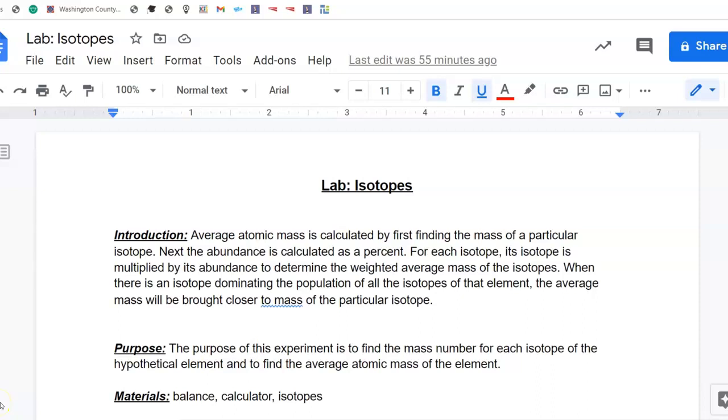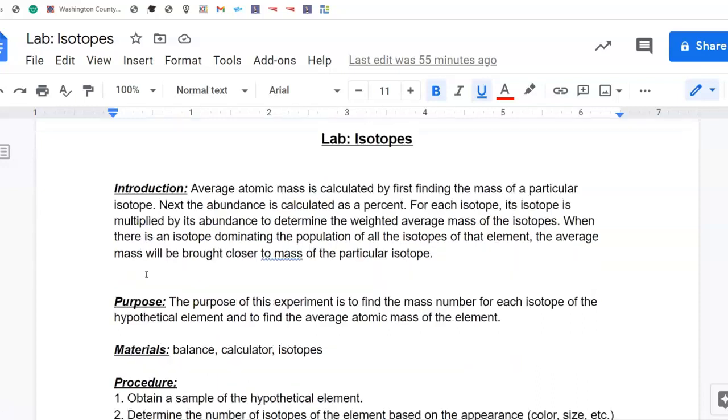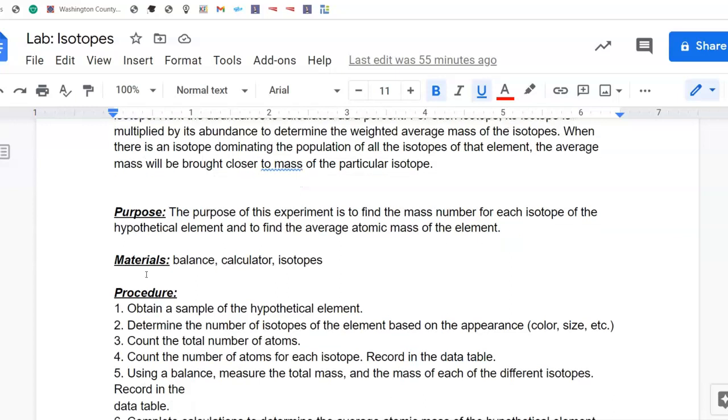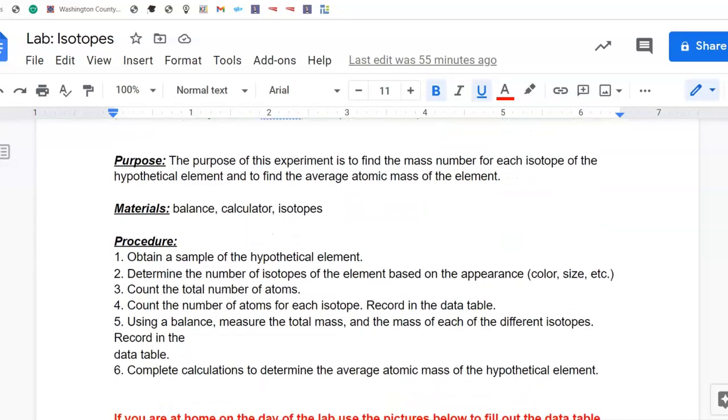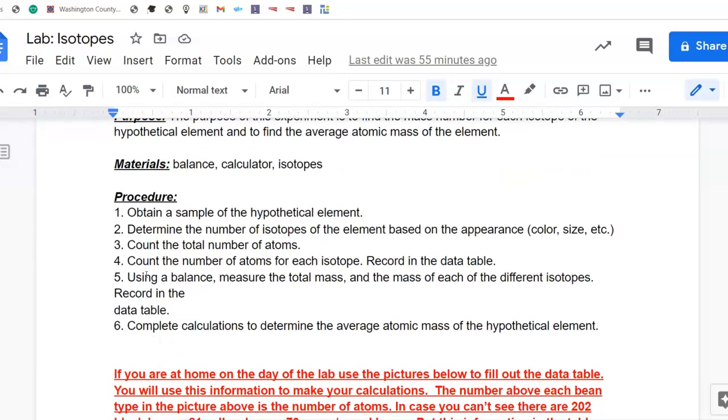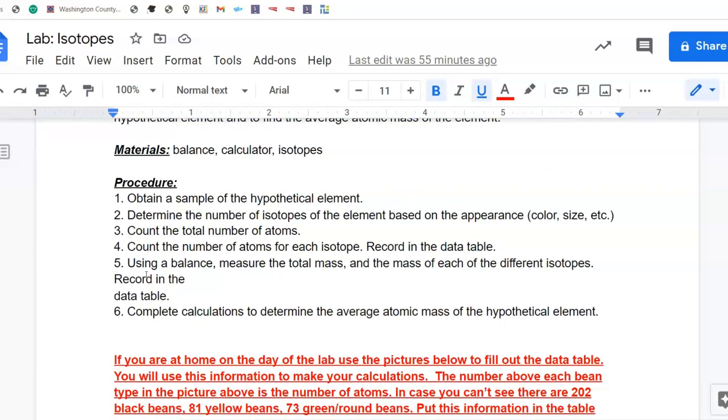Hey everyone, in this video, I quickly want to go over the Isotopes Lab. For this lab, you are going to be obtaining a sample of a hypothetical element. Ours is going to be the beanbag element, so we'll call it beanbag or BG for short. And we're going to determine the number of isotopes of the element based on the appearance.